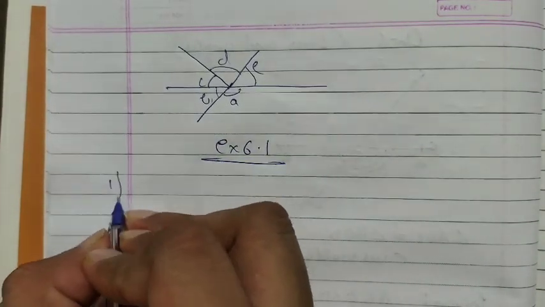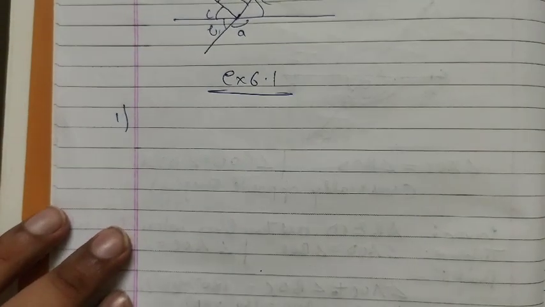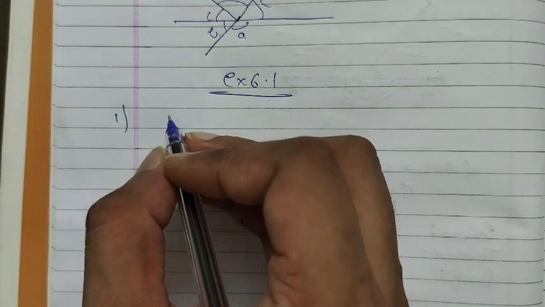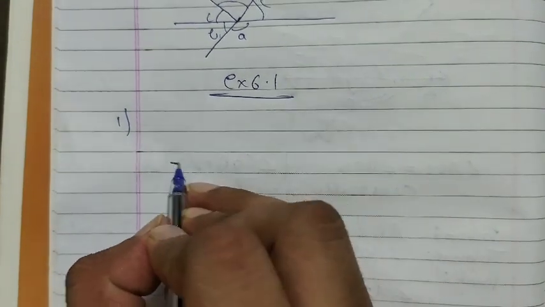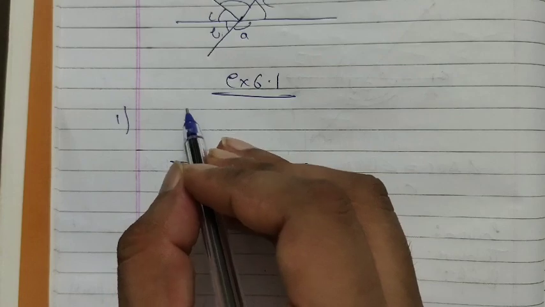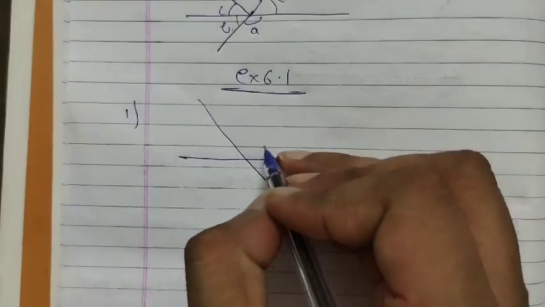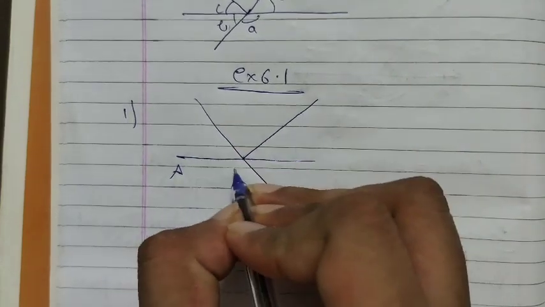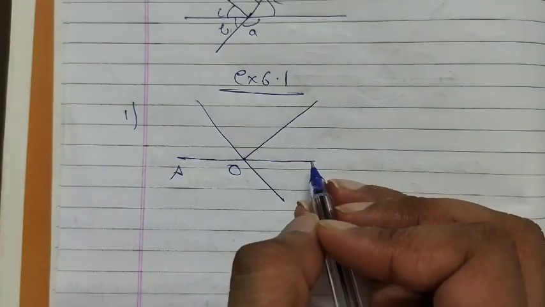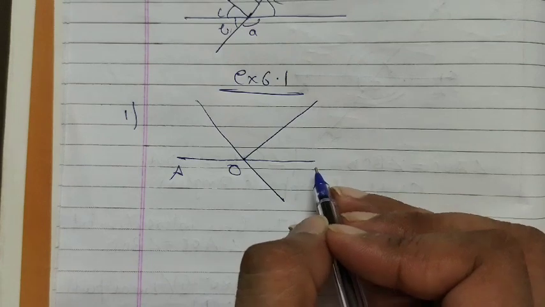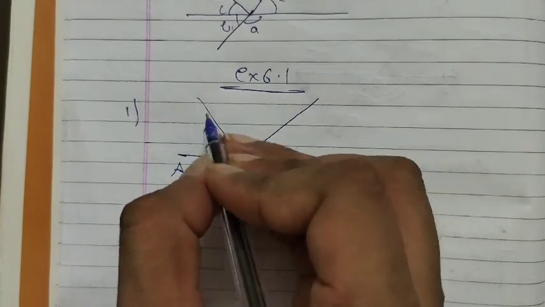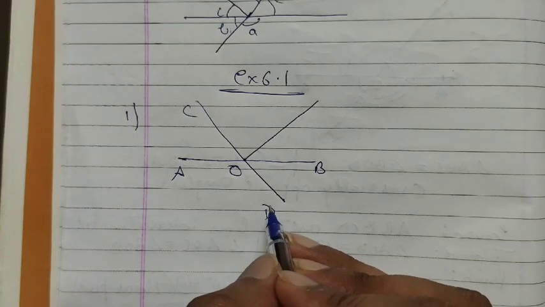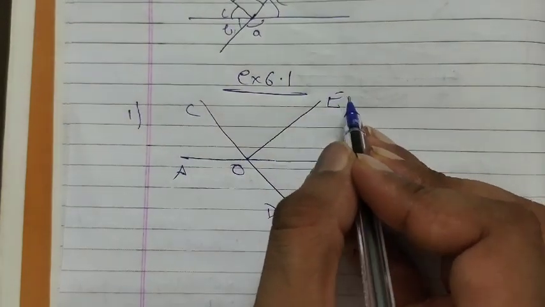In question number one, firstly drawing the figure is important. It is an important part of the question. So first draw the figure from the textbook. This is given. This is A, O, and this one is B, this is C, this is O, this is D, and this one is E.